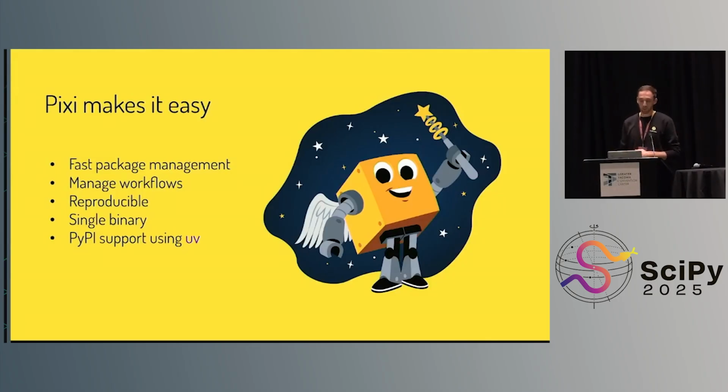And especially, we built everything in Rust, meaning we can share Pixi as a single binary. You can just copy it somewhere and directly use it. You don't have to install something to install Pixi. You can just copy the file in and you can be running. And last but not least, Pixi is using UV. More on that later, but that means that we both support Conda and PyPI in one tool.